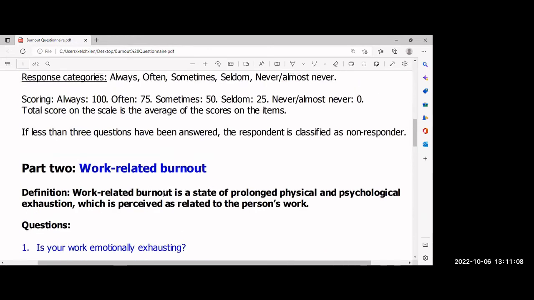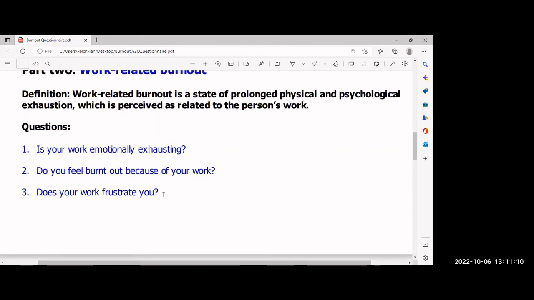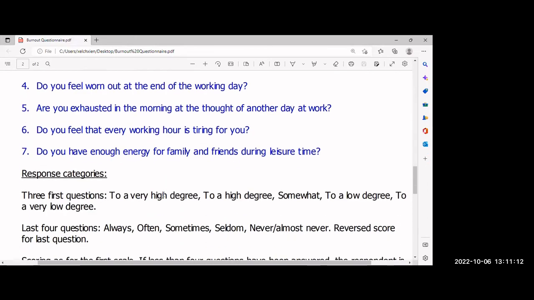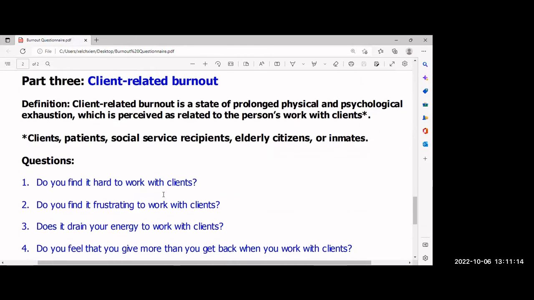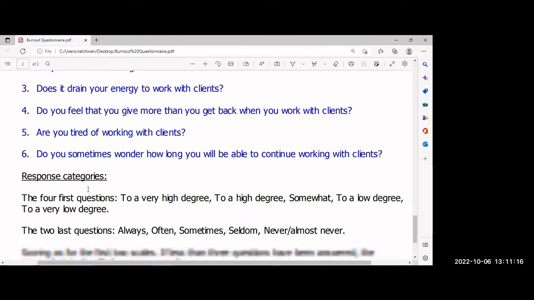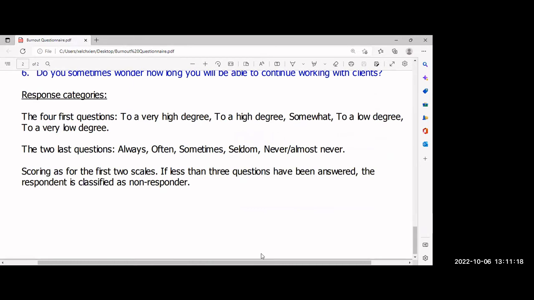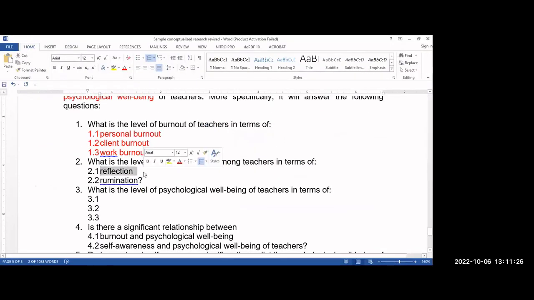Another dimension niya is work-related burnout. There are item questions, and client-related burnout. These are the item questions. So that is what I mean when I say that the dimensions of the questionnaire, or the indicators, should be based on the tool that you will be utilizing.